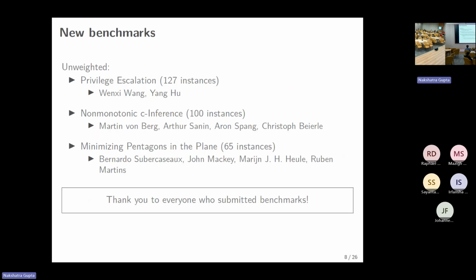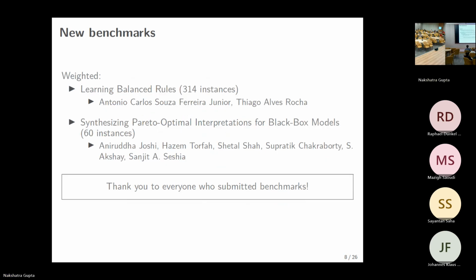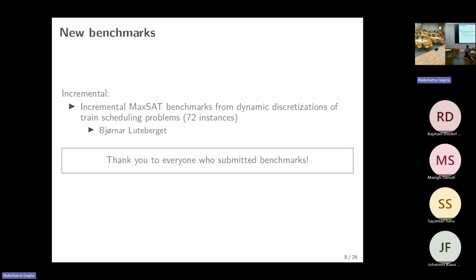Here are the people who sent us benchmarks. I'll admit I haven't looked into detail exactly what these are. I just want to say thank you very much. Without benchmarks, this evaluation would not run. As an indication of how thankful we are, you'll notice that there's a thank you on every single slide.